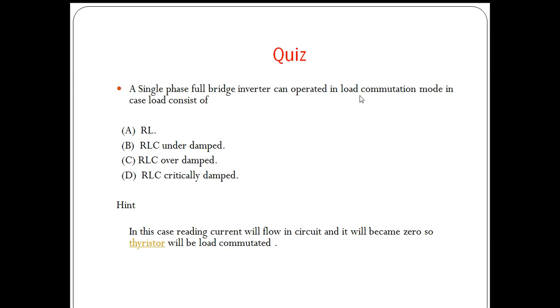A single phase full bridge inverter can operate in load commutation mode in case the load consists of RL, RLC underdamped, RLC critically damped, or RLC overdamped. Actually, load commutation means the current has to become zero. For that, we need to design an underdamped RLC circuit. In this case, the ringing current will flow in the circuit and it will become zero. So the thyristor will be commutated. That's why we are choosing RLC underdamped.